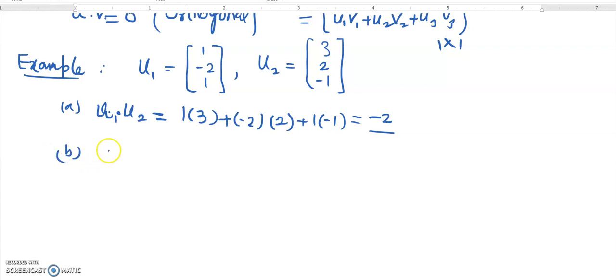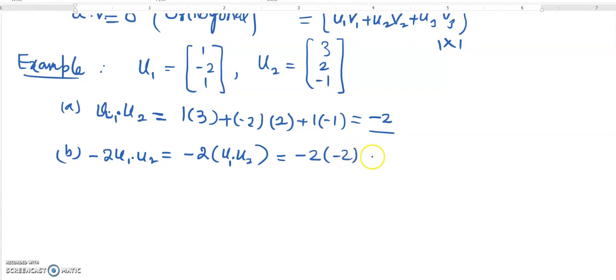In B, if it is asked what is minus 2 u1 dot u2, in this case we will multiply first minus 2 by u1 and then take their dot product, or alternatively, minus 2 times u1 dot u2. But u1 dot u2 we already know is minus 2, so it is minus 2 times minus 2, which is then plus 4.